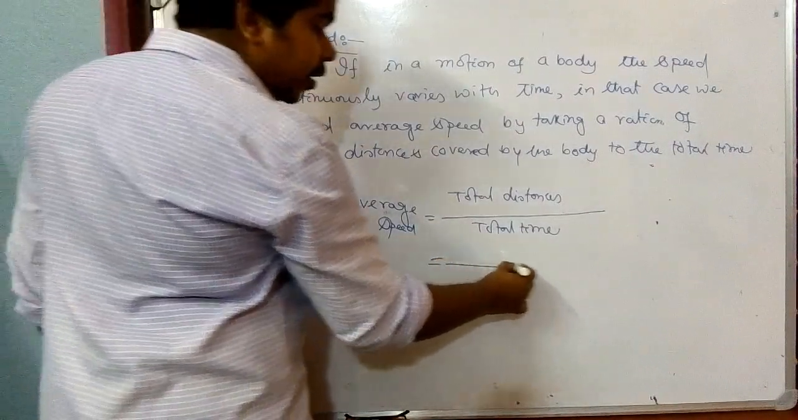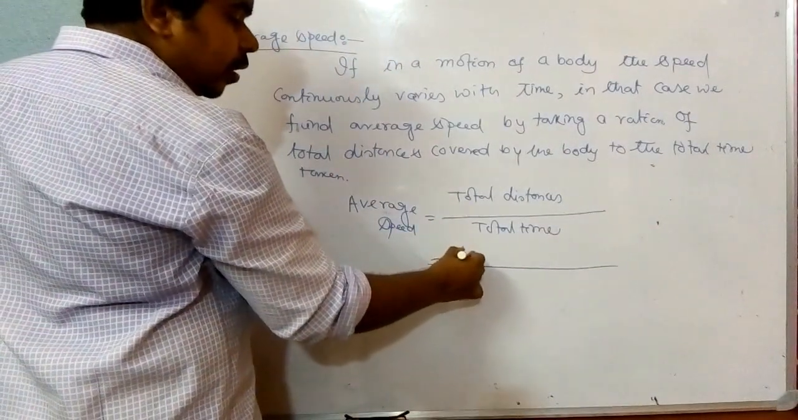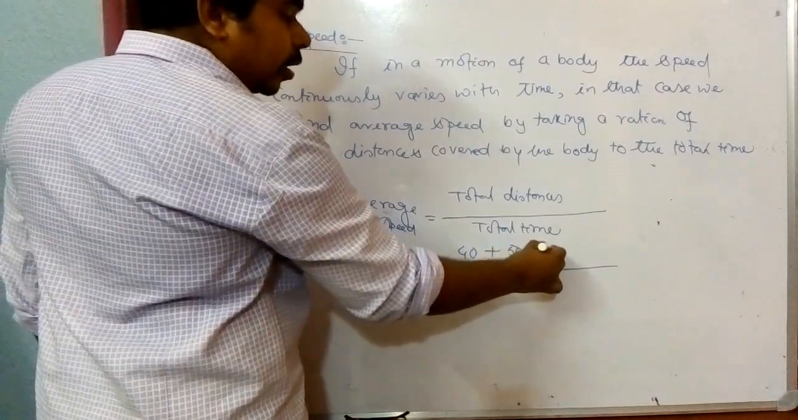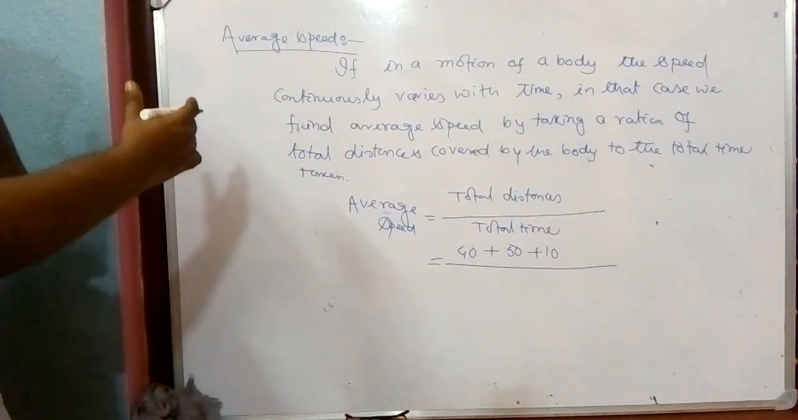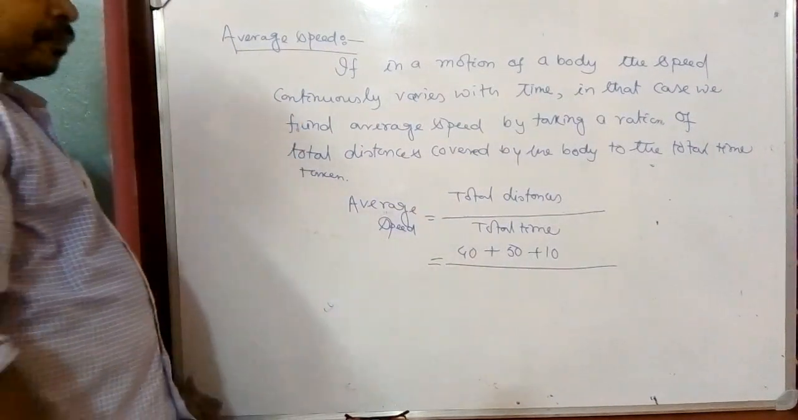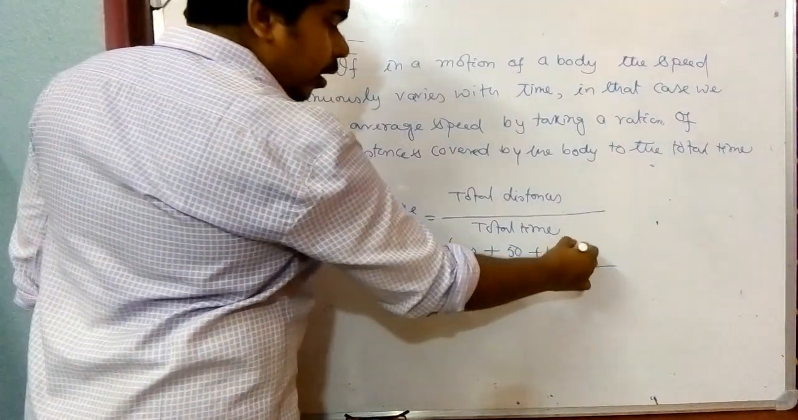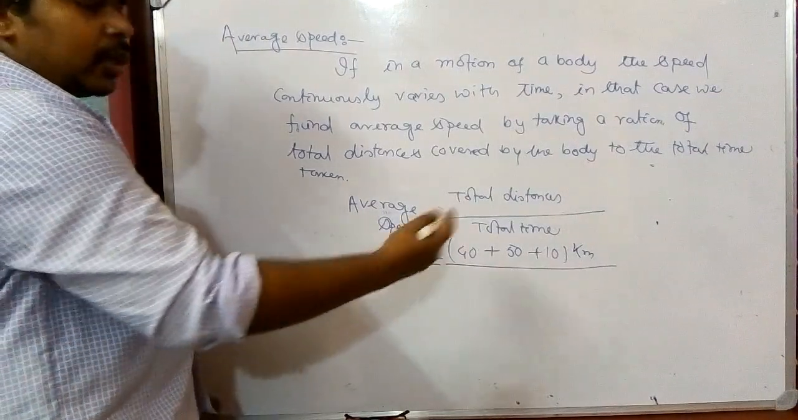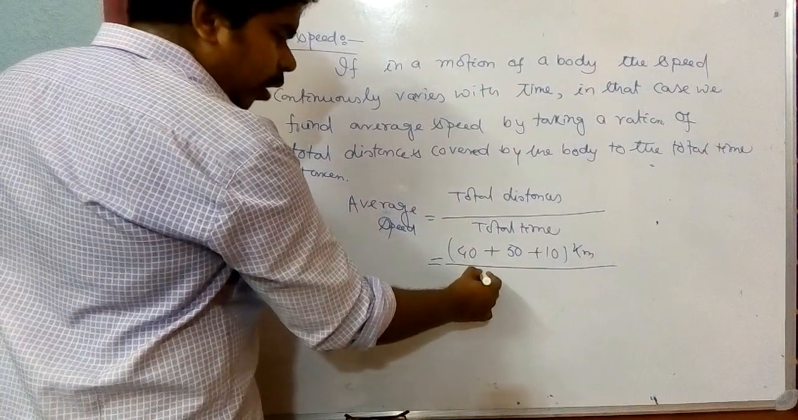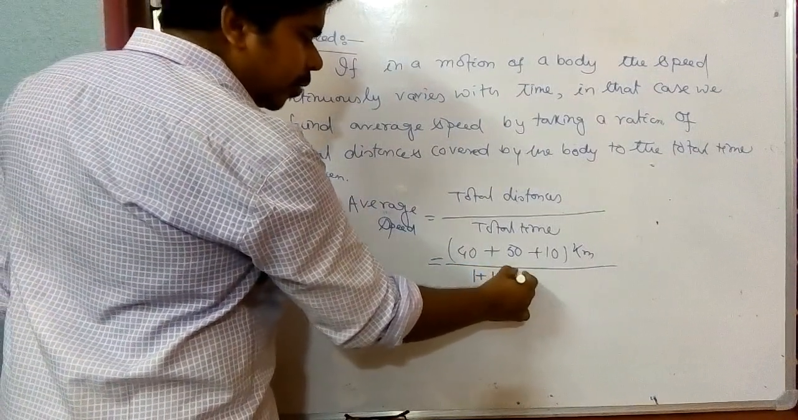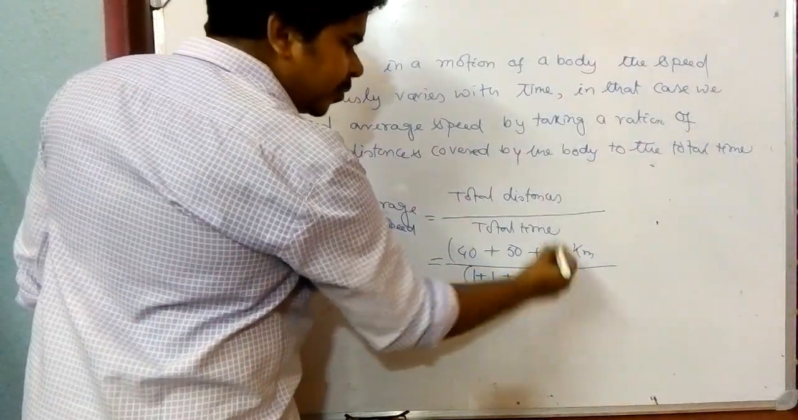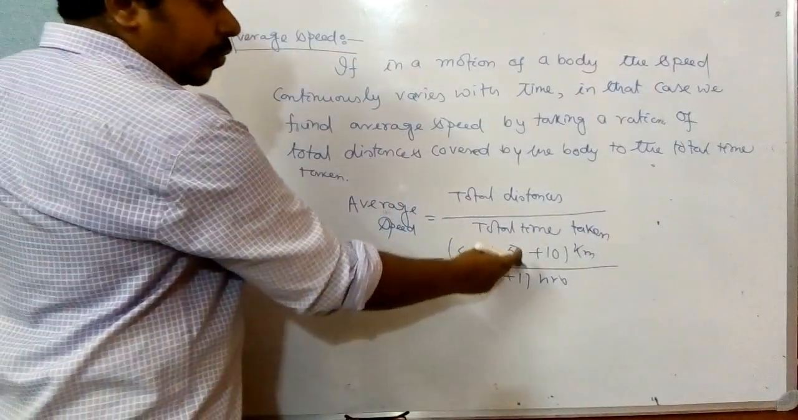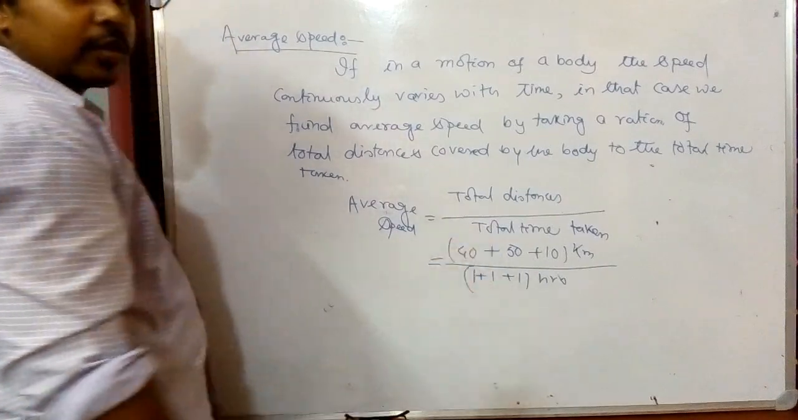If I take the previous example I have given, how much total distance did the body cover? In the first 1 hour it covered 40 kilometer, in the second 1 hour 50 kilometer, and in the third 1 hour 10 kilometer. That is the total distance it covers. Total time taken is 1 hour plus 1 hour plus 1 hour, so total time is 3 hours.